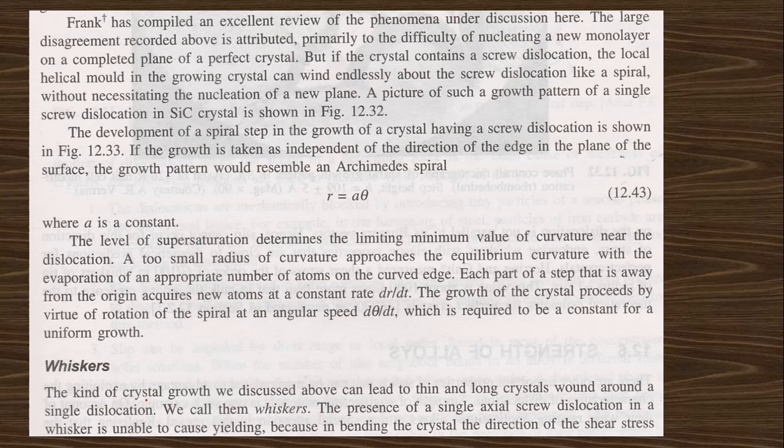And dislocation of crystal in this growth, whisker. The kind of crystal growth discussed above can lead to thin, long crystals grown with a single dislocation. This is called the whisker. When there is a single dislocation, this is called the whisker dislocation.